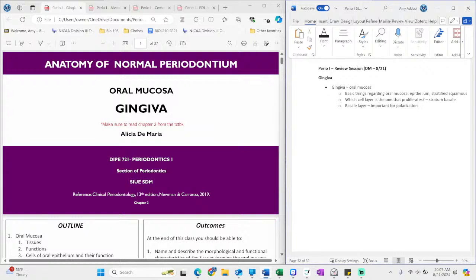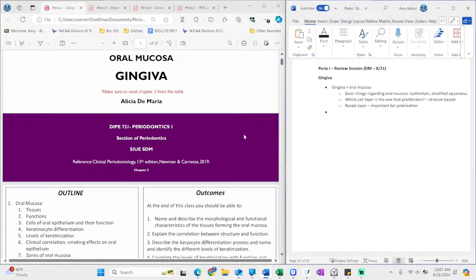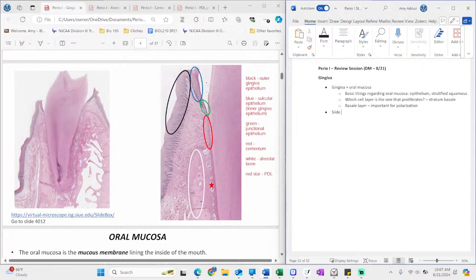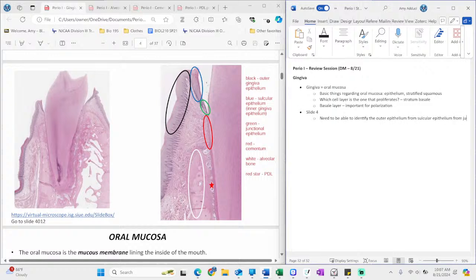So regarding the histology of the gingiva, the most important things that you will need to learn are that you need to be able to identify the outer gingival epithelium from the sulcular epithelium from the junctional epithelium. Okay, so that is very important.